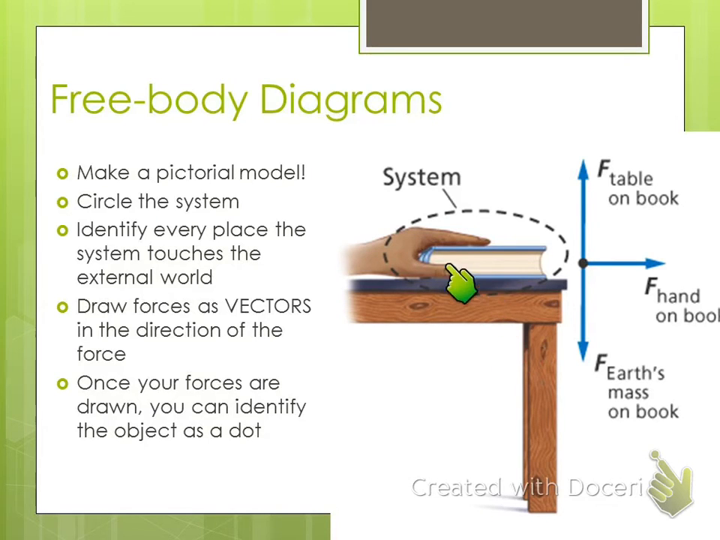On our system, we've got some sort of object, in this case a book, that's at rest on a table. And this person is applying a force in the rightward direction to try to push this book. We've got three forces acting on it. We've got the force of the Earth's mass, also called force due to gravity. On our book, we've got a force of the table on the book, and we've got this applied force of our hand on the book. So we've got three different forces here.